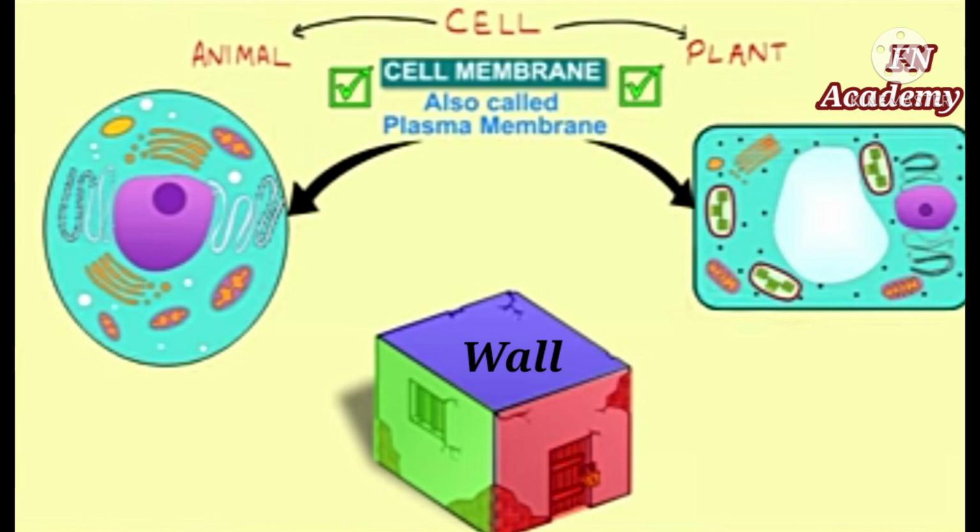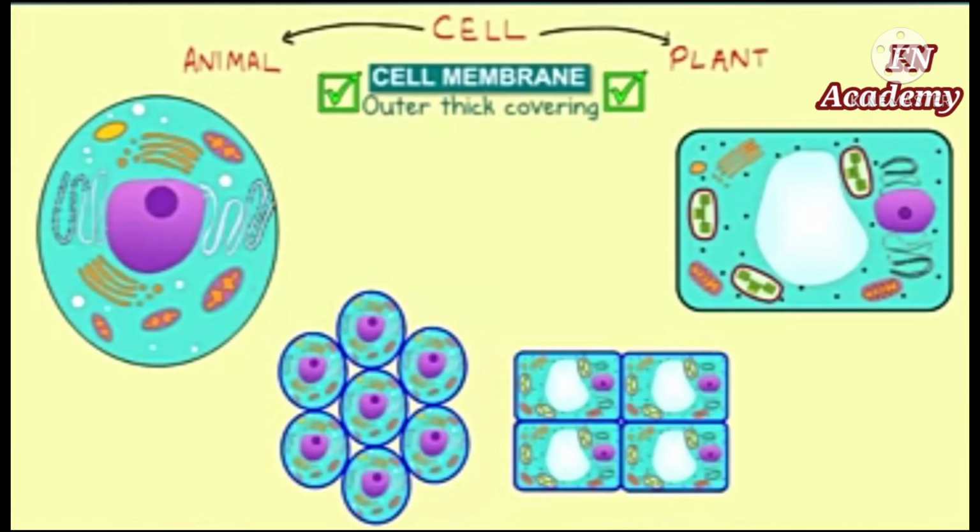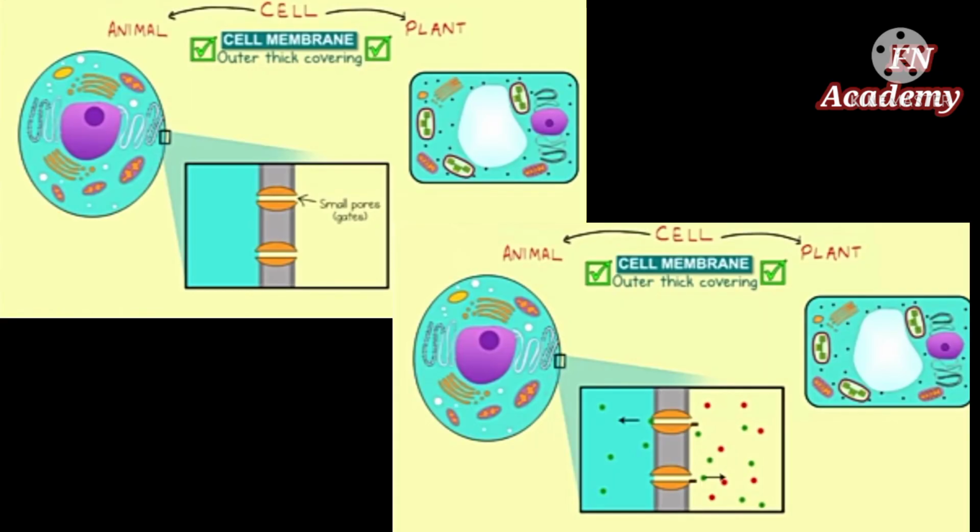Just like a room is contained by walls, the components of a cell are contained by a cell membrane, which is also called the plasma membrane. To define it in a clear way, it's the outer thick covering of the cell which separates one cell from the other, and it also separates the cell from its outer environment. This covering is not completely closed, it has small pores, or we can say gates, which allow the entry or exit of substances.